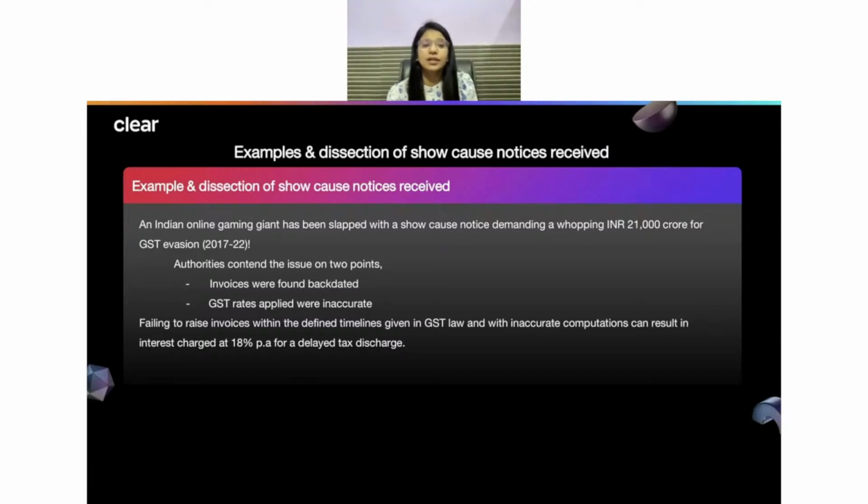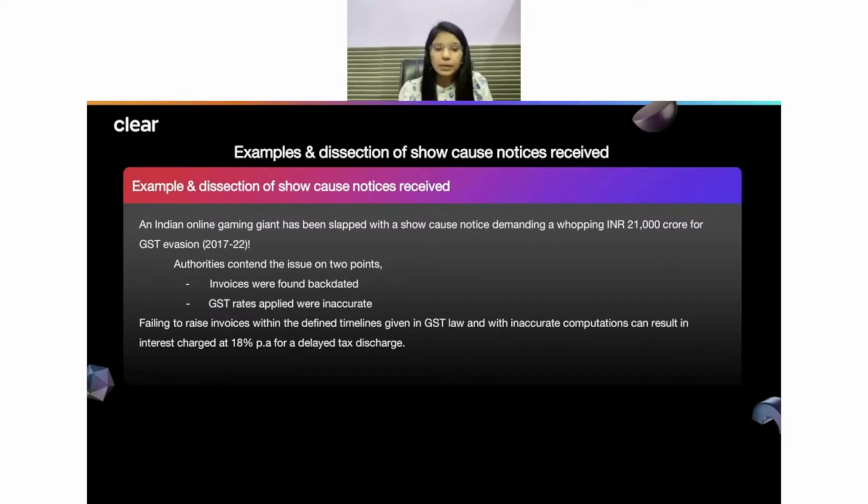Now, one another important reason could be how or when we are even raising the invoice, or the rate of tax, is it correctly charged or not? I will give you another example. So it's not only about claiming ITC, it's not only about the liability part, whether we have paid or not. There can be other reasons also.